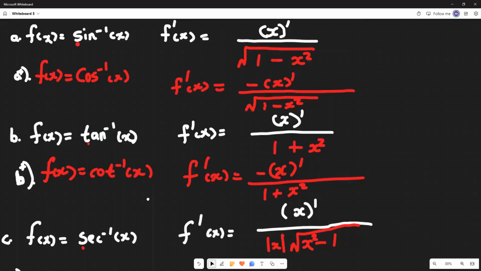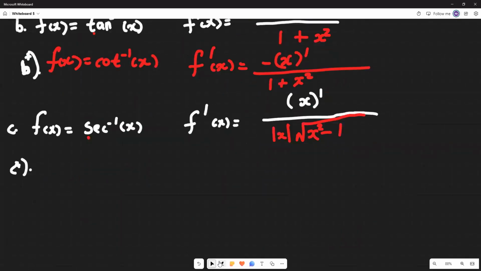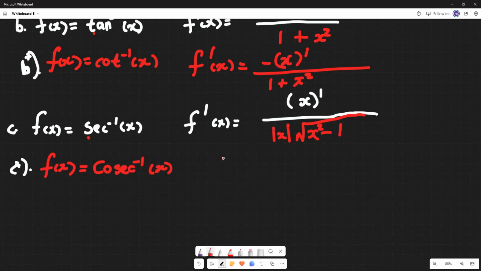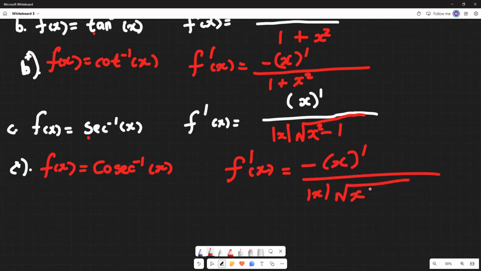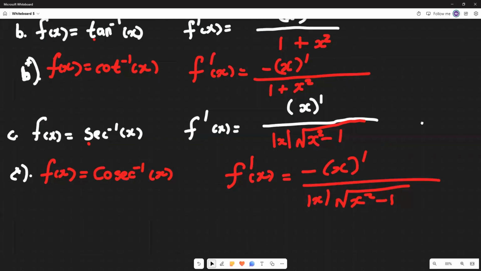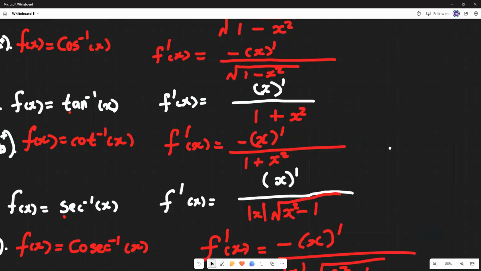Then the last one. The last one will be f of x equals cosec, CO, then sec, of x. Let's see what the derivative will be. You can guess now. The derivative is exactly the same with just a minus, over absolute value of x, square root of x squared minus 1. And that's it. We have written all six inverse trig derivatives.